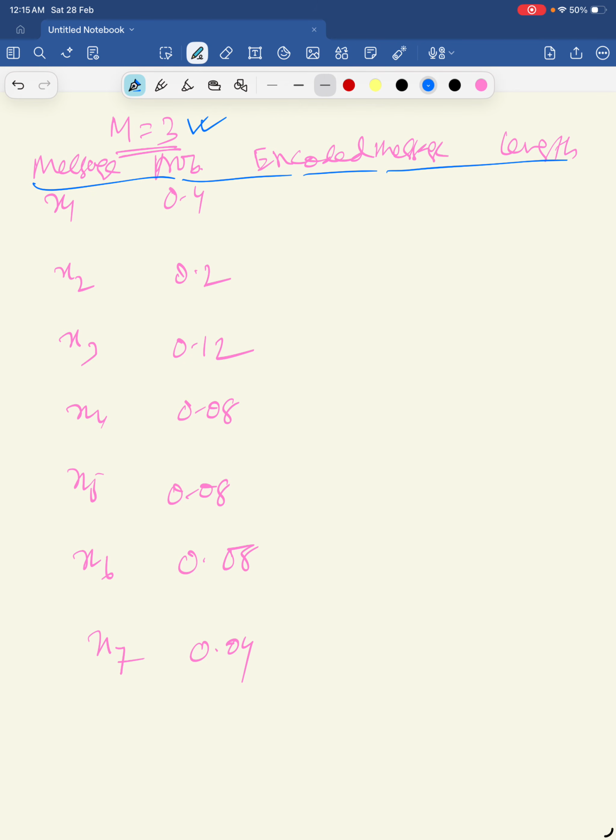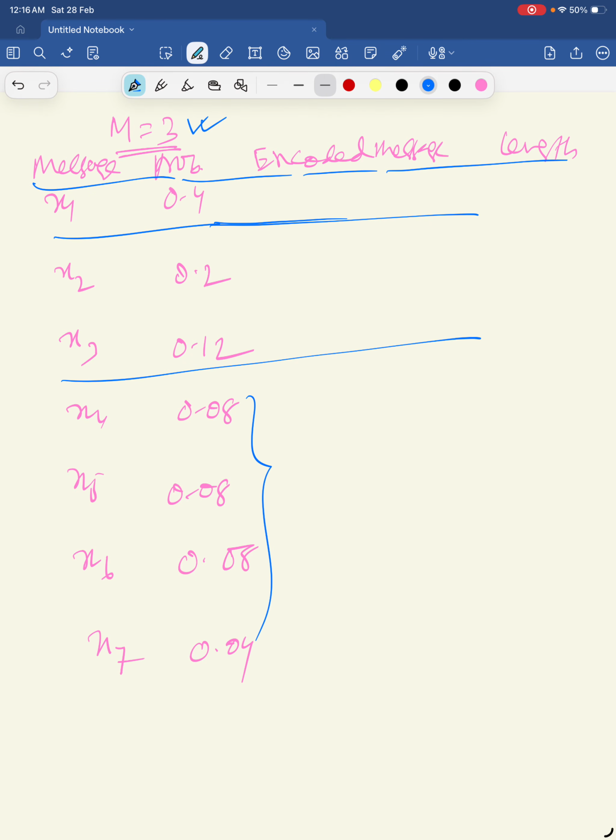Here we will make 3 levels. So here 0.4 is one group, 3 groups. These 2 are one group, and these fours make another group.